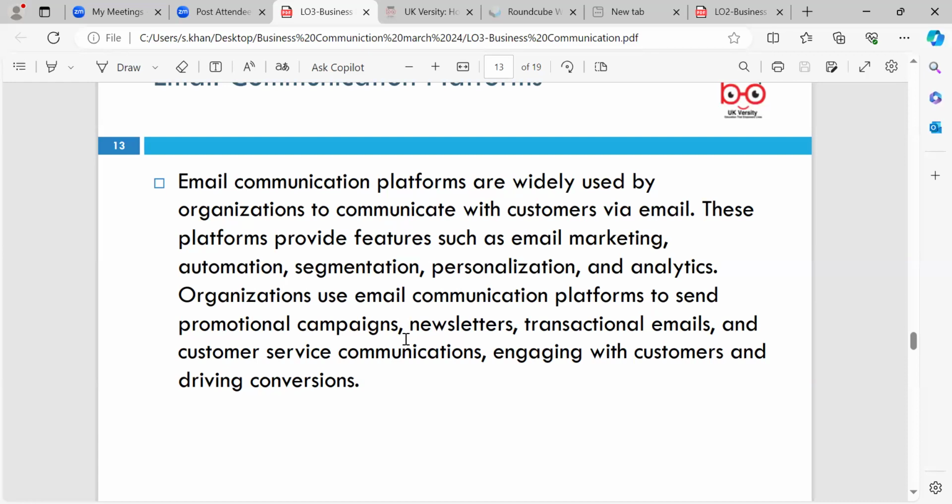customers and driving conversions. So, having effective communication within any organization with the use of emails is really important. And there are ways that you need to make sure that you communicate with your customers effectively and efficiently to provide this great form of communication.